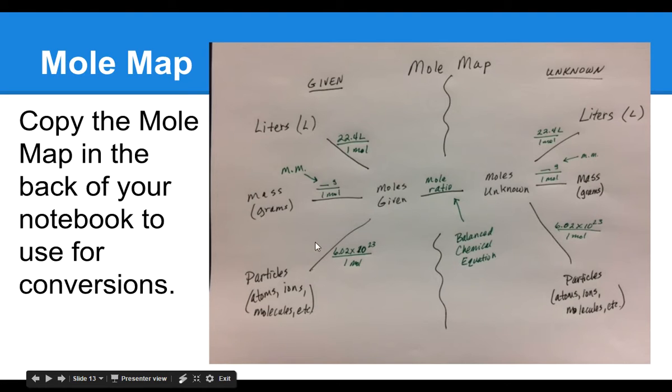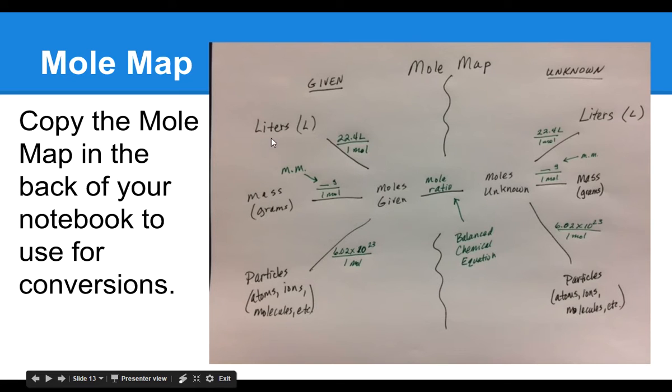Now, if you're in moles and you try to get to particles like atoms, ions, or molecules, then you're going to use Avogadro's number: 6.02 times 10 to the 23rd atoms, ions, or molecules per 1 mole of those atoms, ions, or molecules, whatever the problem is asking you. If you're trying to go from moles to liters, which is the volume of a gas, again assuming standard temperature and pressure, then we know that there are 22.4 liters per 1 mole. So you can use this as a conversion.